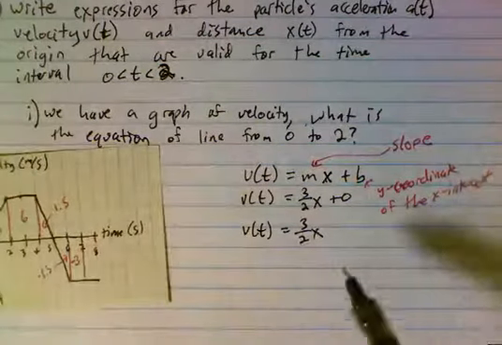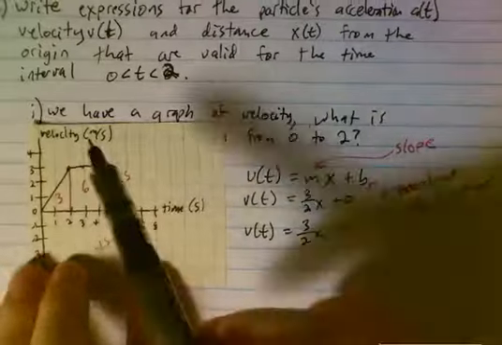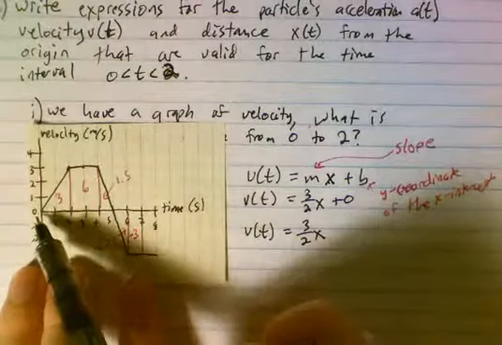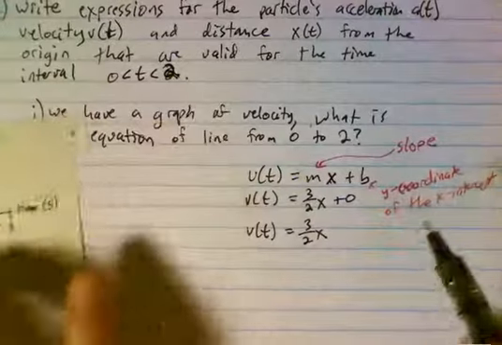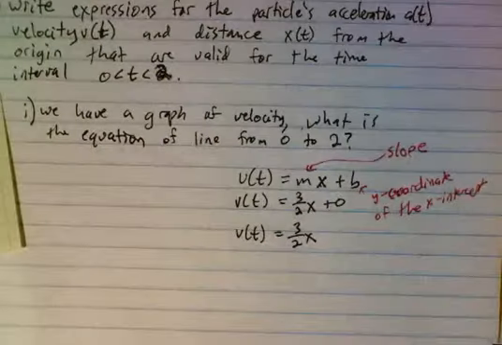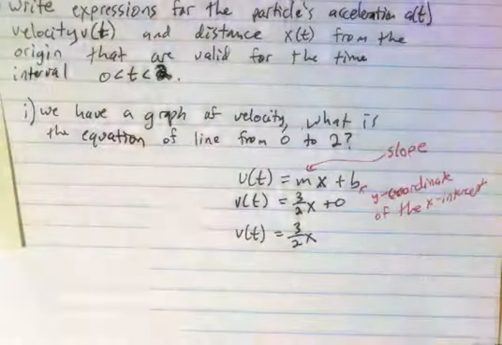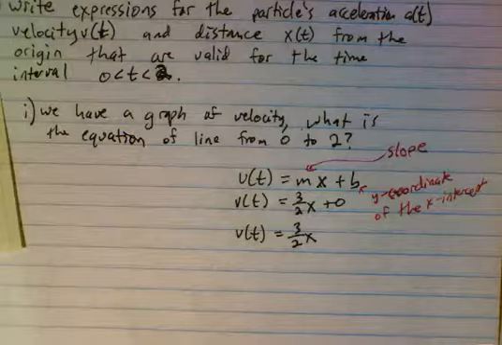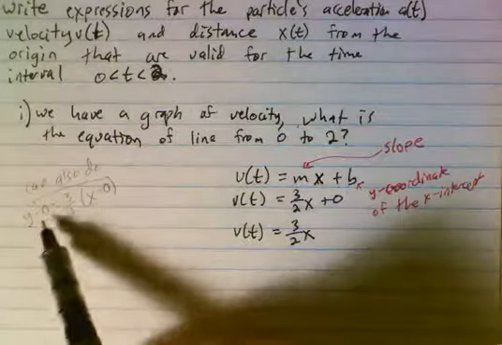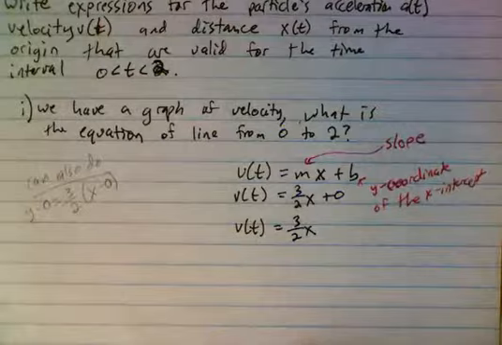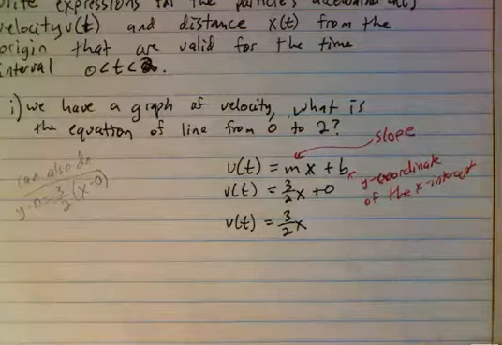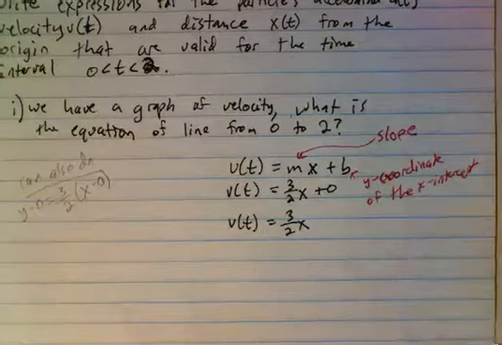I could also have done this by observing that there was a point right here, and doing it with the formula that looks like this: y minus 0 equals 3 halves, x minus 0. It ends up giving you the same thing. Just make sure you substitute the v of t, which is what we're looking for, in for that y.